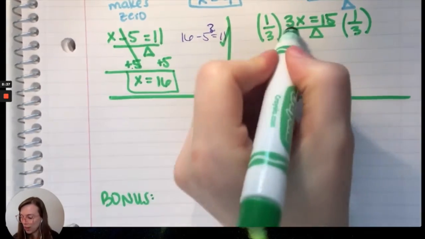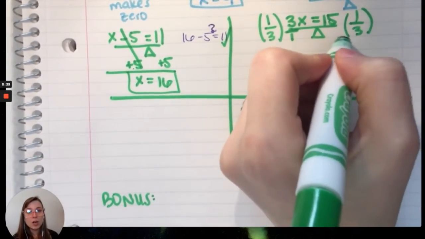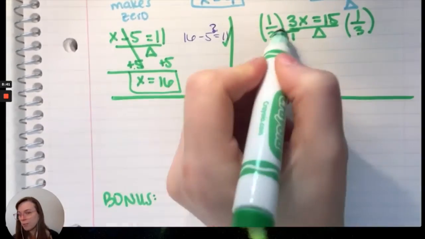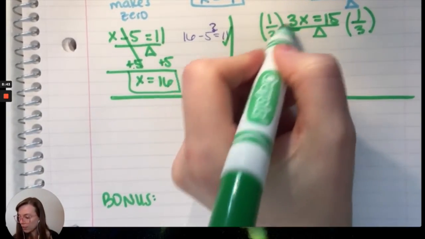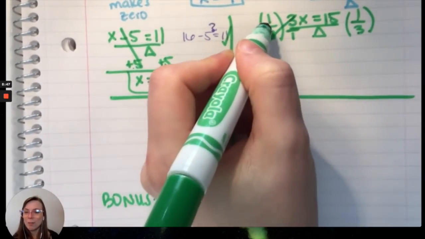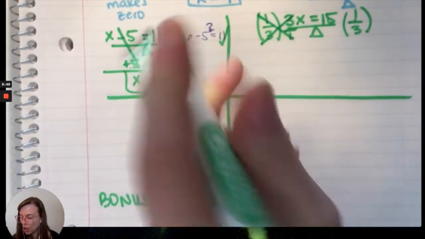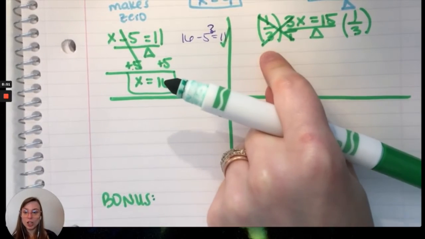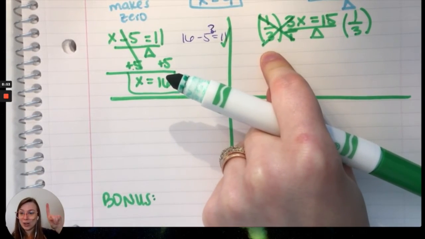So you could just put a fraction bar, put 3 on the bottom. That would have worked in the denominator. Or you can multiply by 1/3. And now 3 divided by 3 is 1. 1 divided by 1 is 1. Notice that everything over here turned into 1. And that's what I was going to say.